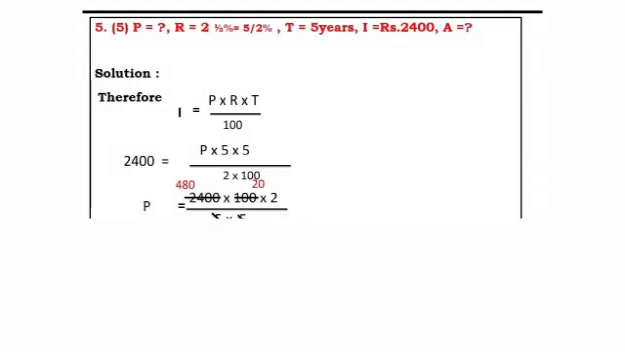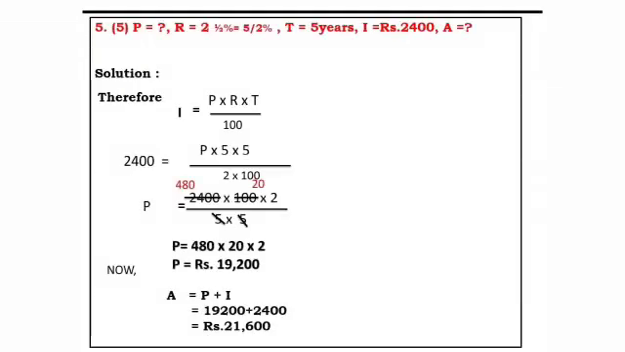Now the fifth question, question number 5, where you are going to find principal and amount, where rate of interest is given as 2.5%, that is 5 upon 2%, and time is given as 5 years and interest is given as rupees 2,400. So you are first going to write down the formula of interest, that is I is equal to P into R into T upon 100.